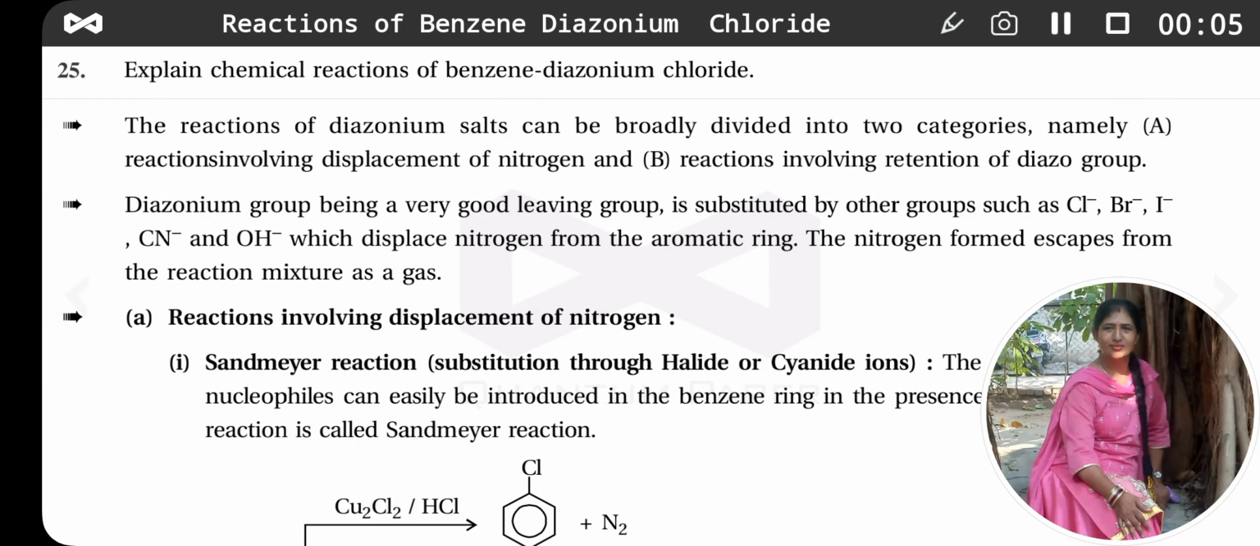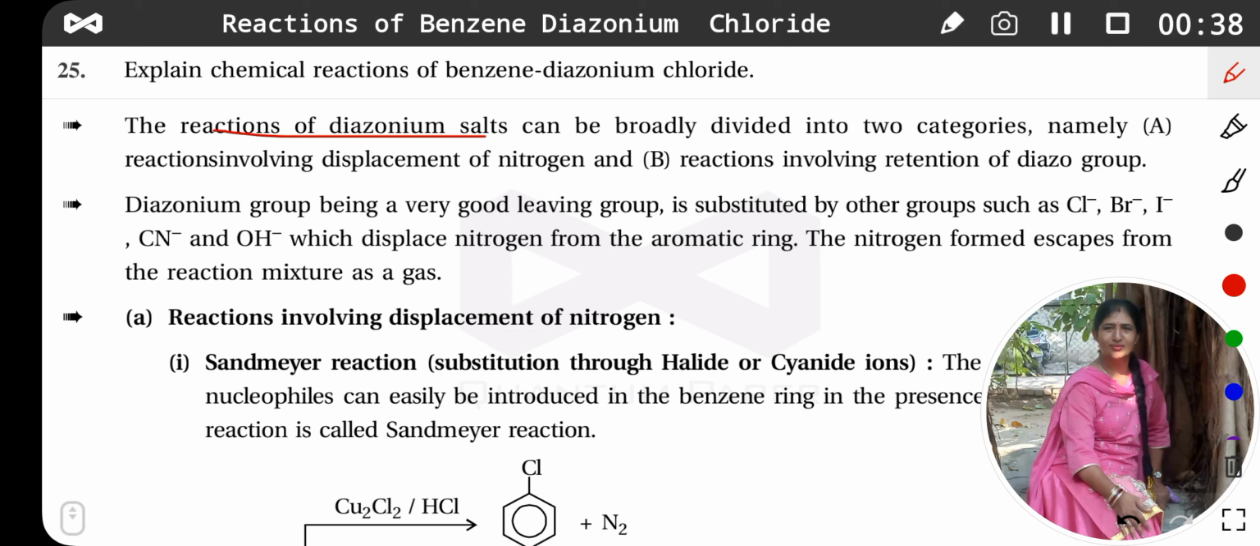Hope you are in good health. So let's today talk about the chemical reactions of benzene diazonium chloride, BDC. This is also from your chapter number 9, Amines, 12th grade chemistry. So let's check it out in detail. It is very important and frequently asked as a 3 marker question, and many times it would be asked in your MCQs also in different ways. So let's go through it.